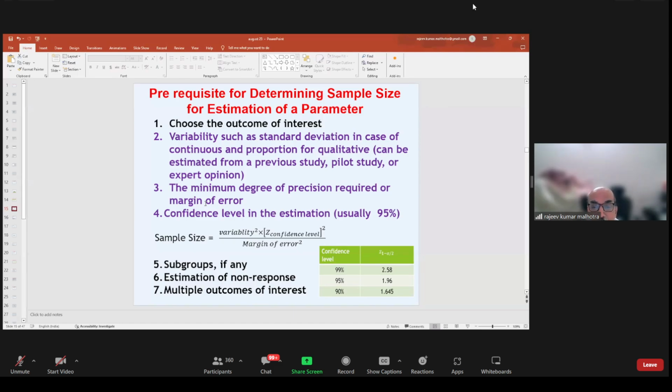Seventh is the multiple outcomes of interest. If you have multiple outcomes of interest, that means I want to estimate the proportion of delirium, I want the proportion of hypertension, and I want the proportion of diabetes also. So there are many outcomes, and in that case, you have to adjust for multiple outcomes. That adjustment is for the alpha level. Or another option is to calculate the sample size for each outcome separately, and then take the maximum sample size.